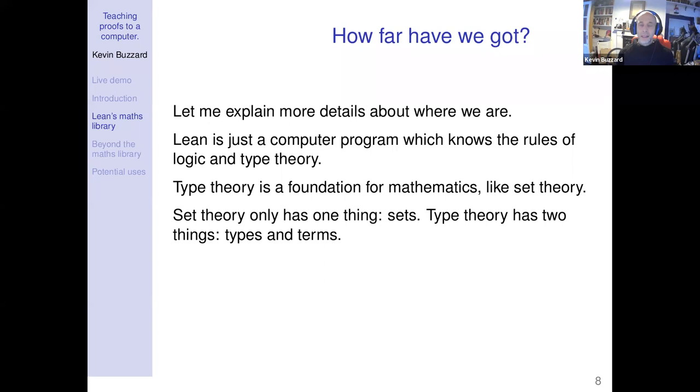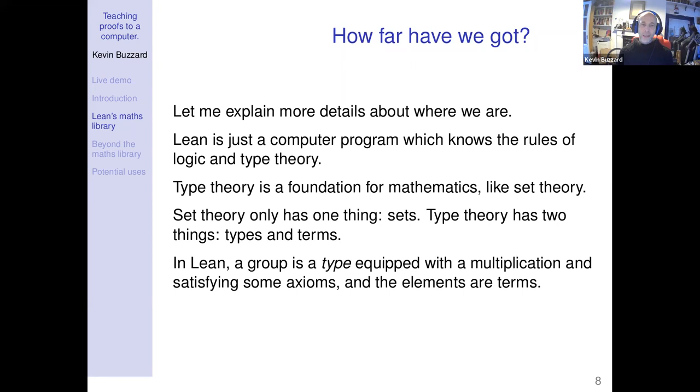So you have capital G is a group, which has elements, and little x is an element of the group. In set theory, x, strictly speaking, also has elements, but we don't care what they are. In type theory, x doesn't actually have elements. x is just an atom, a term. So that's one of the differences between type theory and set theory as a foundation. This is the definition of a group in Lean. Instead of saying it's a set equipped with a multiplication and so on, we say it's a type equipped with a multiplication and so on.